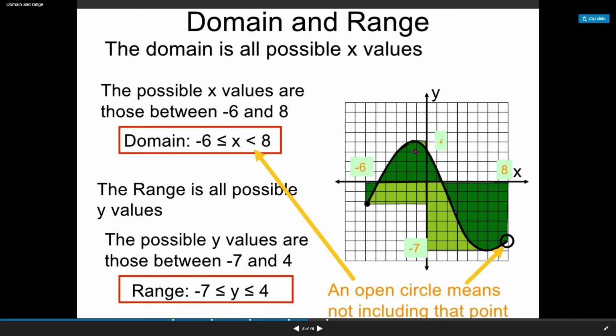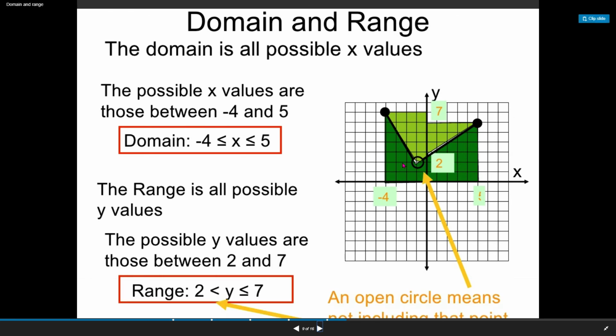So the range, on the other hand, we're going from our up and down now. So the top one we have is 1, 2, 3, 4, so we know it's going to be from 4 to 1, 2, 3, 4, 5, 6, 7, going down. So the possible y values are -7 and 4. All right.